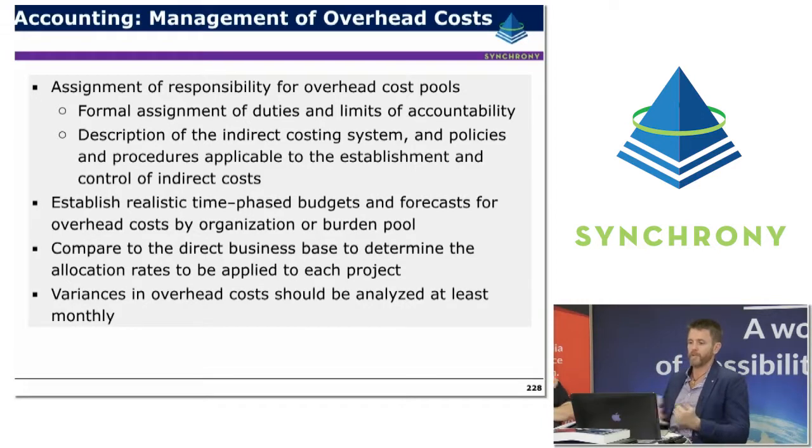It's important to establish realistic time phase budgets for forecasts of overhead costs by organisation or the burden pool. And it's important also to compare the direct business case to determine the allocation rates to be applied to each project. So there would be a proposed allocation incorporated within the original business case or the original estimate. It's important to keep that as a benchmark to track against as well. Variances in overhead costs should be analysed at least monthly, just to keep tabs on them.